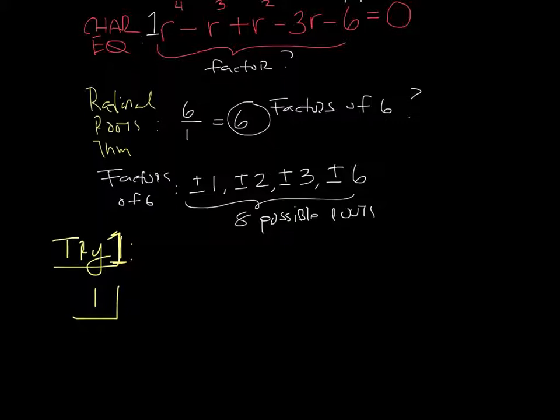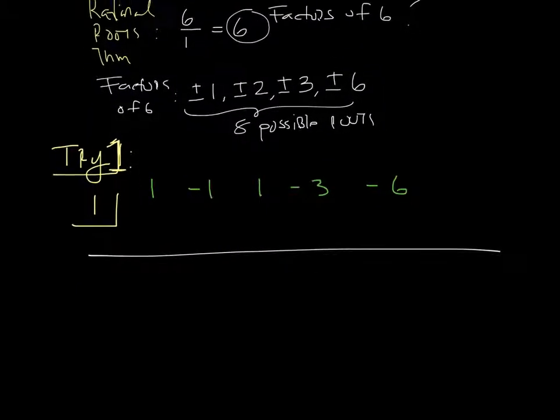And my coefficients are, let's see, I have my 1, negative 1, 1, negative 3, and negative 6. So 1, negative 1, 1, negative 3, and negative 6. And notice I don't have to insert a 0 because there is no missing term, right? It's descending nicely. 4, 3, 2, right? That's really 1, that's really r to the 0, which we don't need to write. Okay, so let's perform our synthetic division, right?